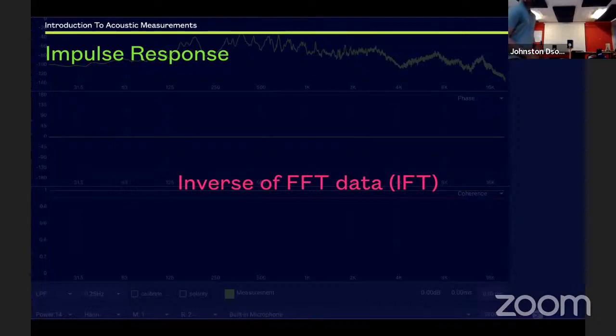Is that clear? Anyone wants me to repeat the whole thing again? We can do it. If not, we'll just go to impulse response.